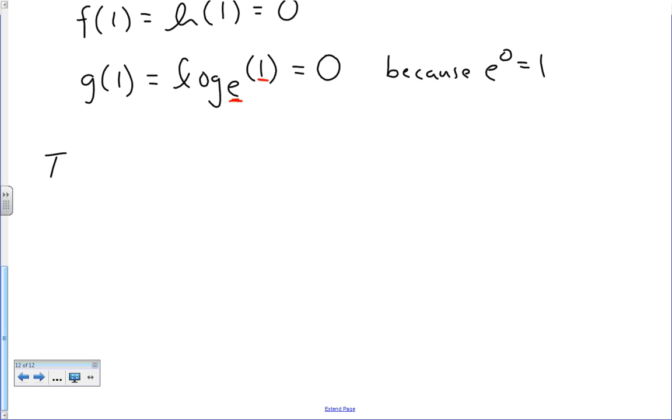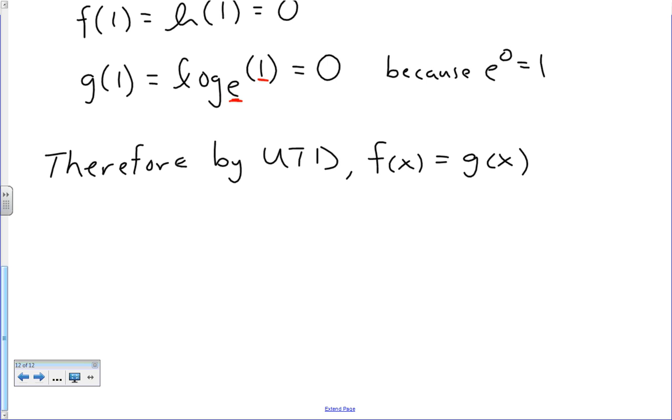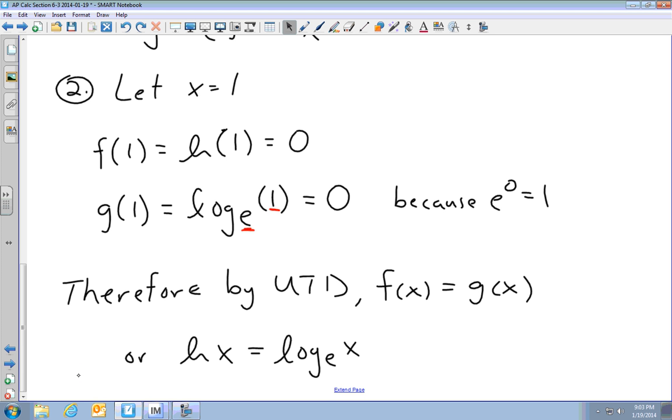We can make our conclusion. Therefore, by the uniqueness theorem for derivatives, f of x is equal to g of x. Or if you want to put it in terms of our two functions and what they are equal to, the ln of x, our function we defined back in section 2, is in fact equal to g of x, which is log base e of x. The ln of x function is in fact equal to our natural log function. They are the same. All right, and that's as far as we're going here with this section.